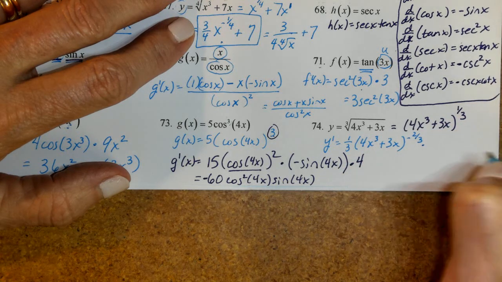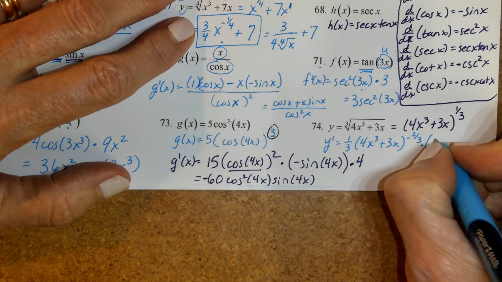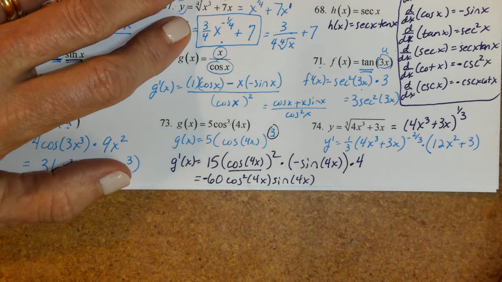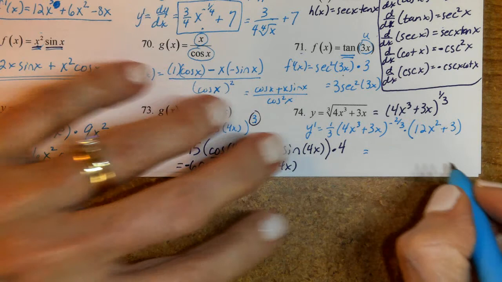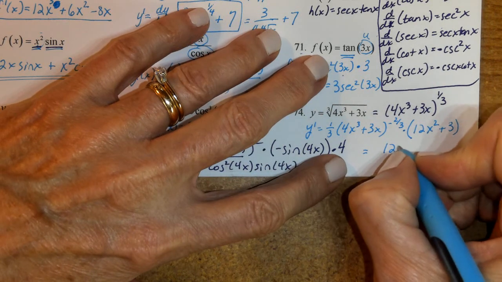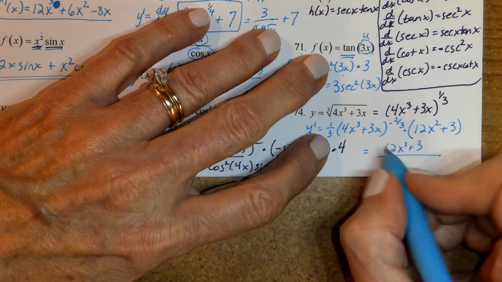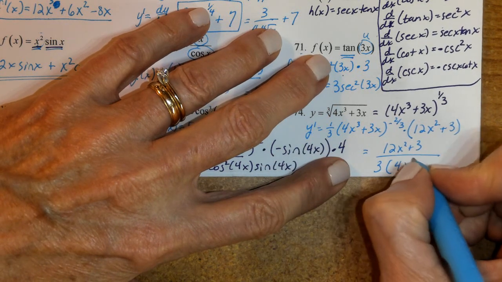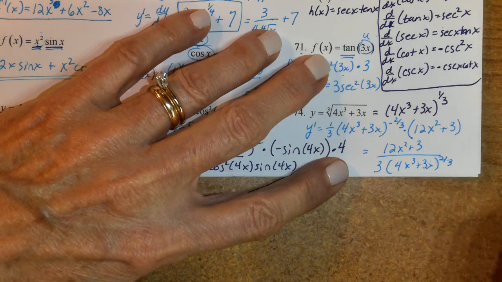Now we come in and multiply by the derivative of the inside. So the derivative of the inside is 12x squared plus 3. Written as a multiple choice answer, they would keep the 12x squared plus 3 on top, bring this to the bottom probably, and just call that 4x cubed plus 3x to the positive 2/3 power.